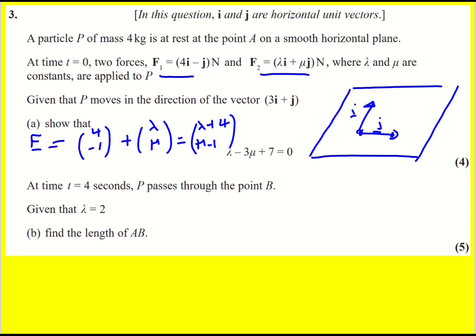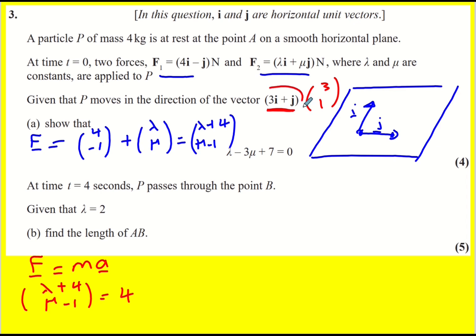Then we're told that the particle moves in the direction of 3i + j, or (3, 1). There is constant acceleration here because the force is constant. So I did it slightly differently to the mark scheme. I used F = ma, and I said that (λ + 4, μ - 1) is equal to 4 times the acceleration. The acceleration is just in this direction, so it's going to be 4 times (3k, k). The acceleration is going to be some multiple of (3, 1), so I've written it as (3k, k).